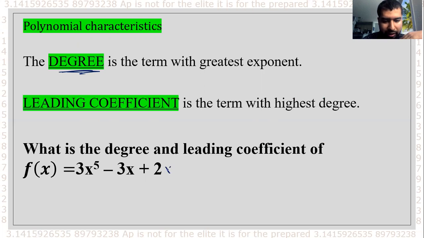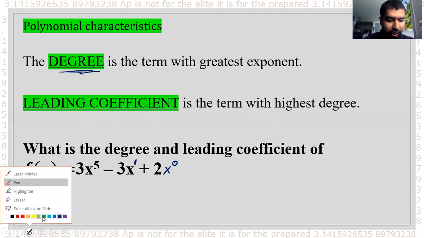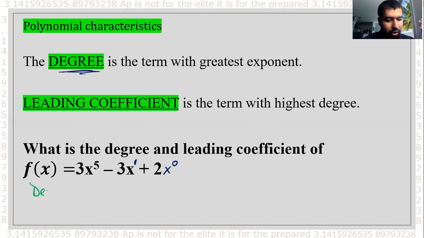Remember, here is x to the 0, so I don't write anything, I leave it as 1. So it's x to the 0, x to the first, and x to the 5th. Hopefully you can see that the largest exponent, our degree, is 5. And our leading coefficient is the number associated with this degree. So this 3 will be our leading coefficient.